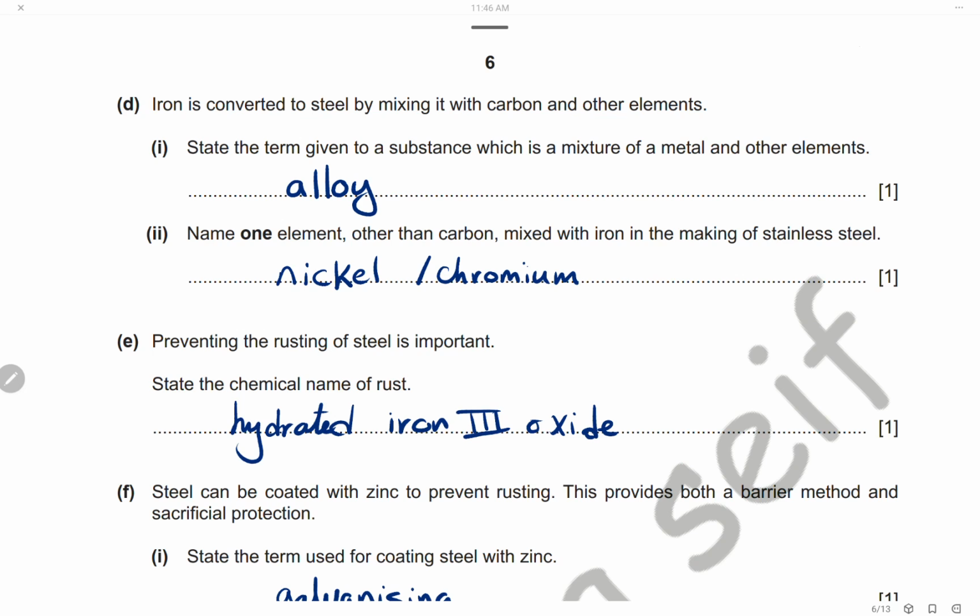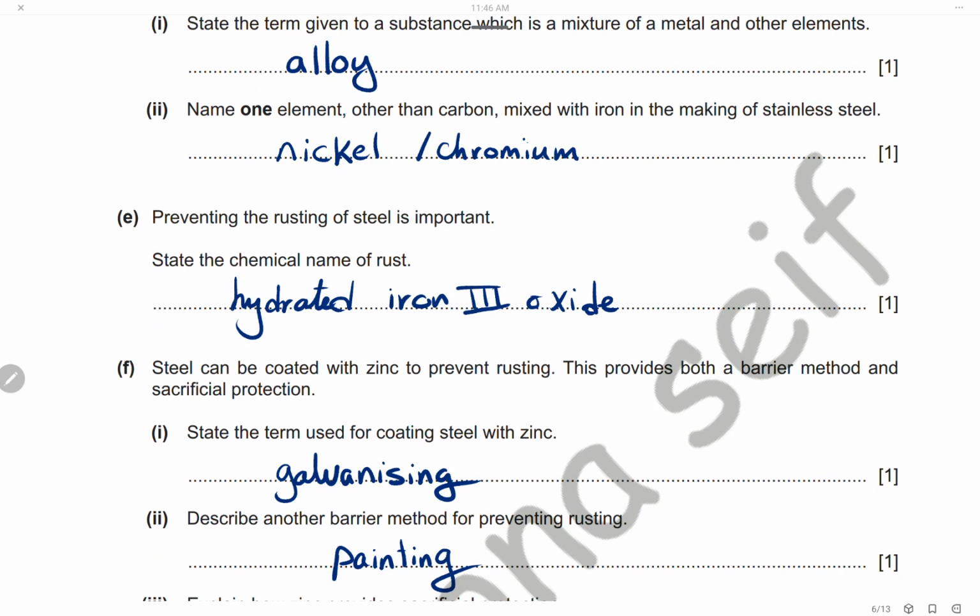D. Iron is converted to steel by mixing it with carbon and other elements. State the term given to a substance which is a mixture of a metal and other elements. Of course, a mixture of metal with other elements is an alloy. Name one metal other than carbon mixed with iron in making stainless steel. Stainless steel is a mixture of iron with nickel and chromium. The question asks for only one element, so we can write either nickel or chromium.